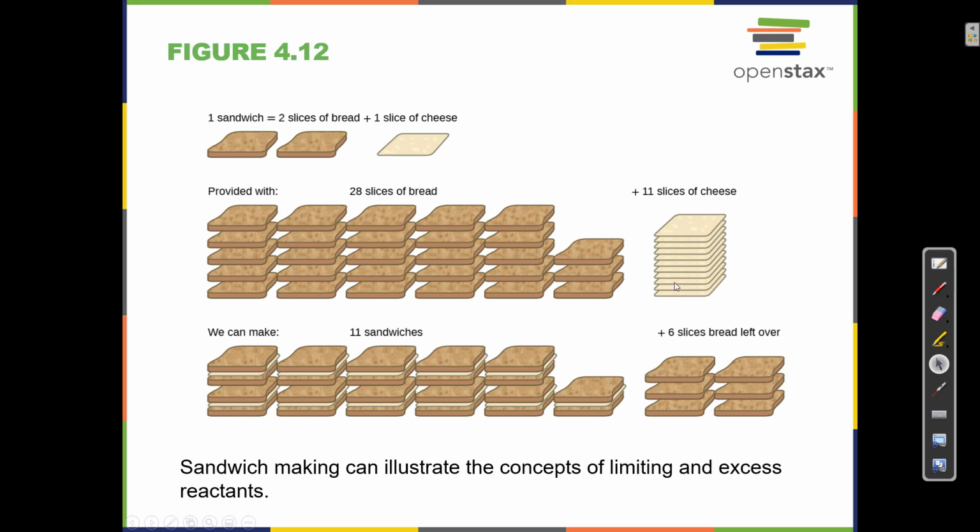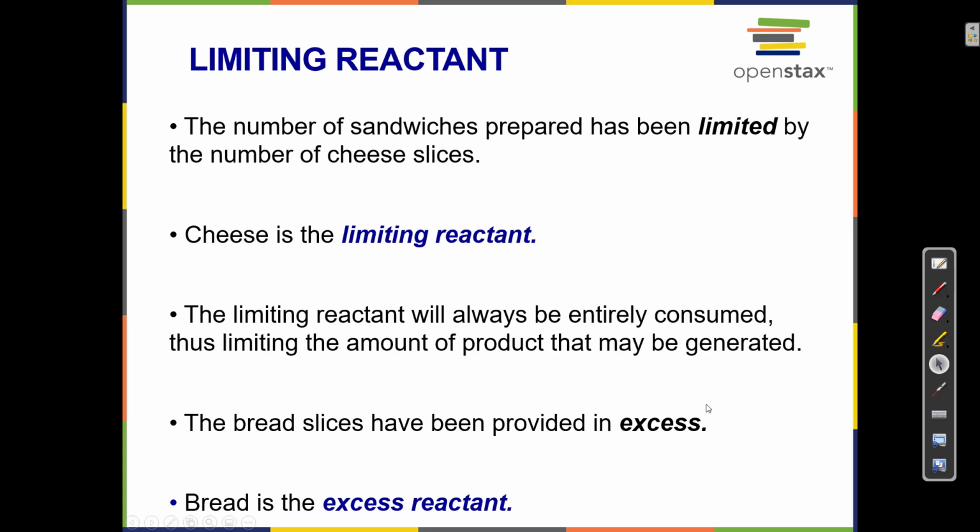So if I make 11 sandwiches, how much bread is that going to require? Well, it's a 1-to-2 ratio, so that's going to require 22 pieces of bread, and I have 28 pieces of bread. So that means that I have 6 pieces of bread left over after I make 11 sandwiches. So that means that my cheese was the limiting reactant and my bread was the excess reactant because I had some left over.